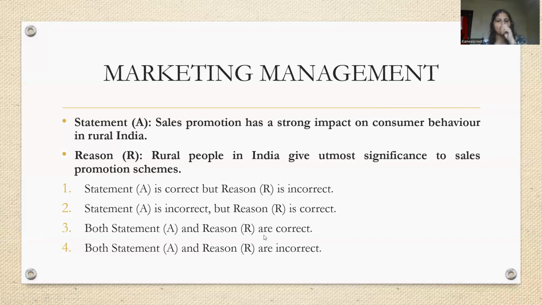Both statements are correct? I don't think so. So here A is correct. Understand the keyword rural. Tomorrow it can be urban marketing. Now rural areas are very scattered. Maybe people are not educated. We cannot use digitalization. Okay, so such questions can be asked.